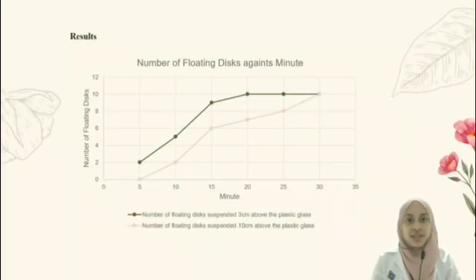The graph from my experiment. As you can see, leaf discs floating in suspension about 3 cm is faster than suspension about 10 cm.